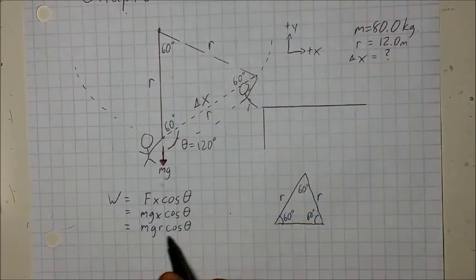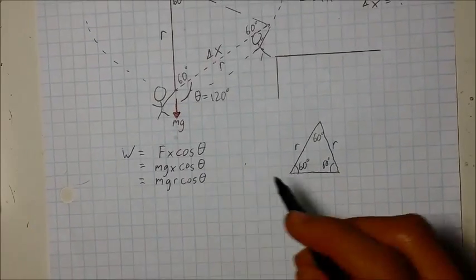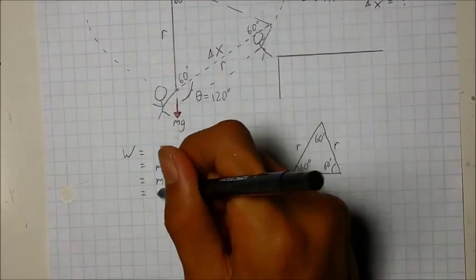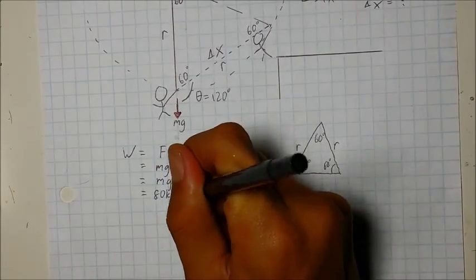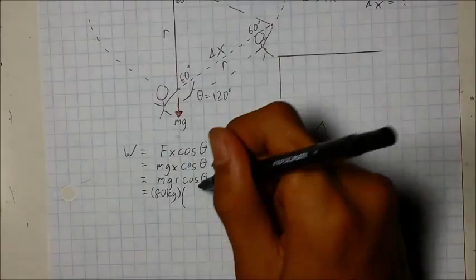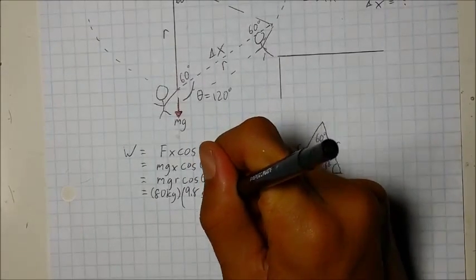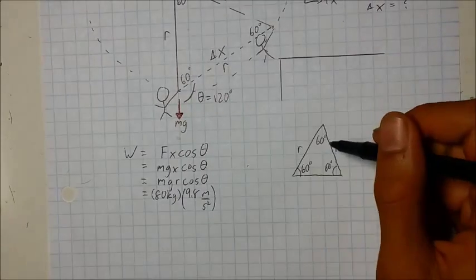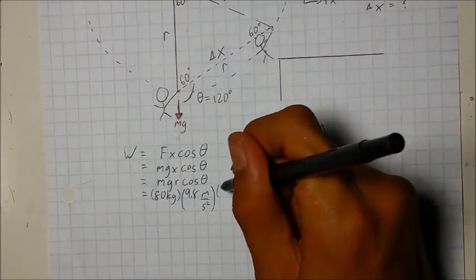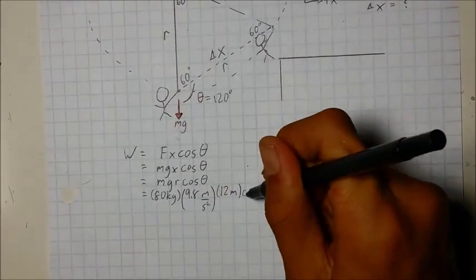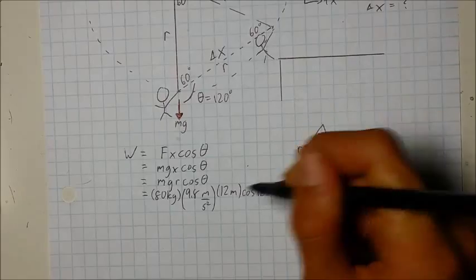So now we know what all our variables are, so we can start substituting that in. Mass, which was given to us, is 80 kilograms. g is the acceleration due to gravity, which is 9.8 meters per second squared. R is the length of the rope, which was given to us, 12 meters. And cosine theta is cosine of 120 degrees.